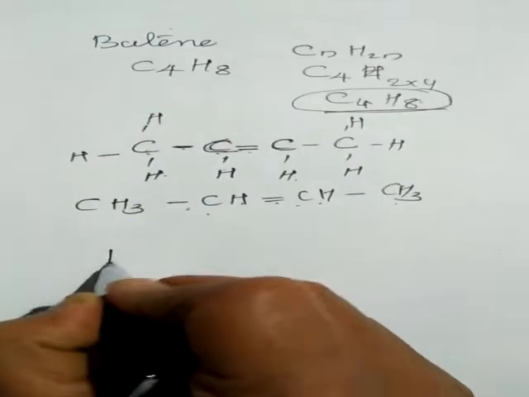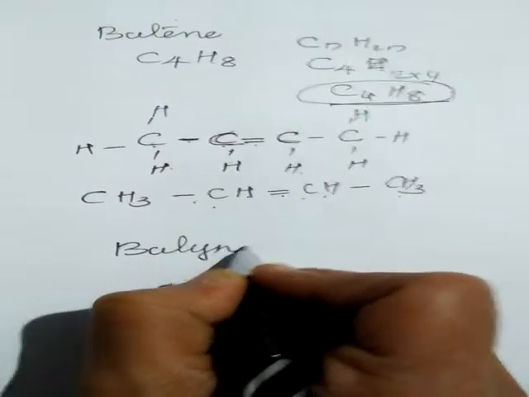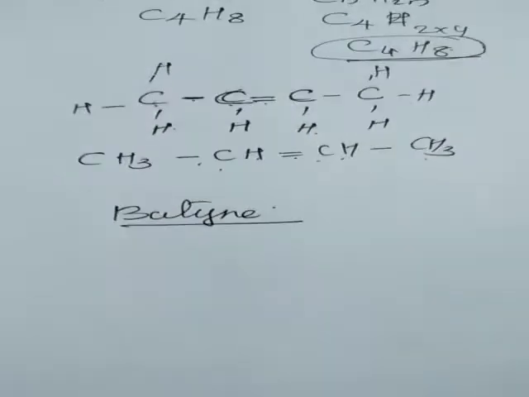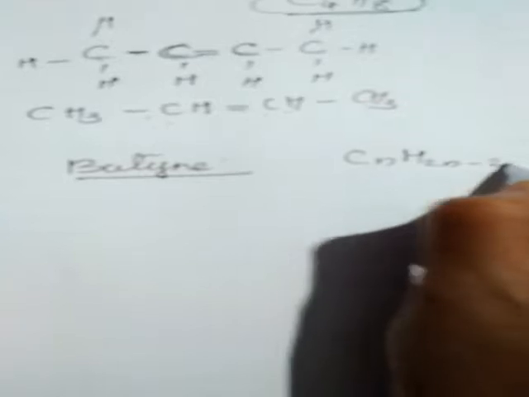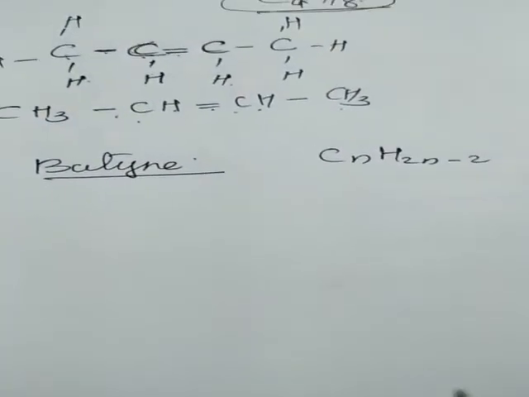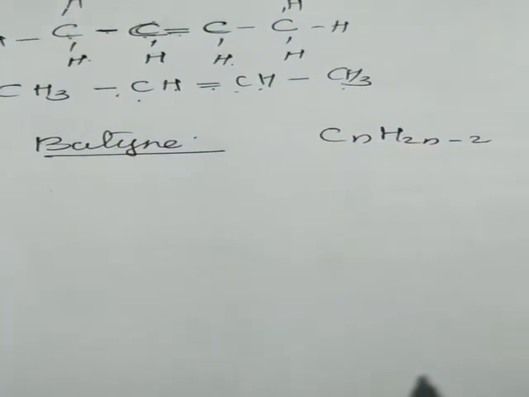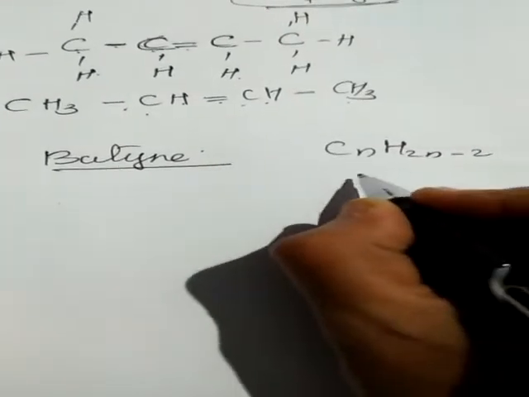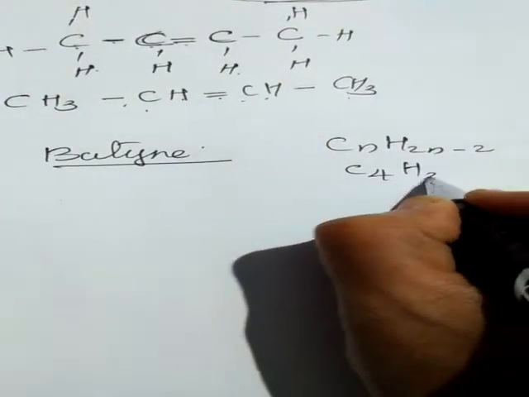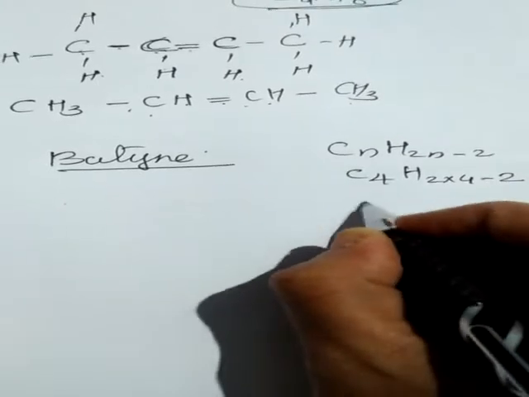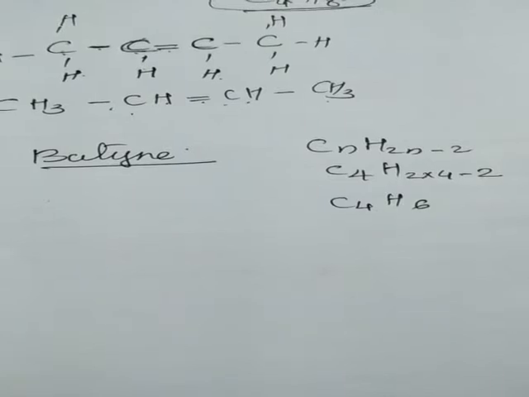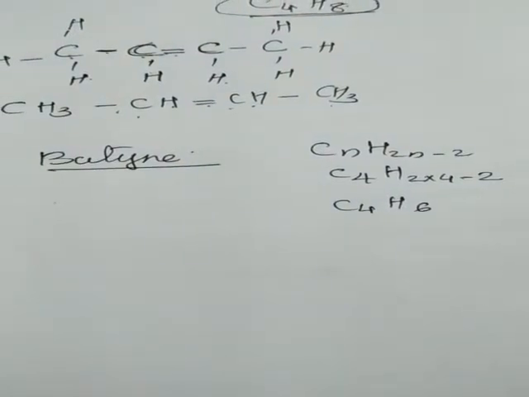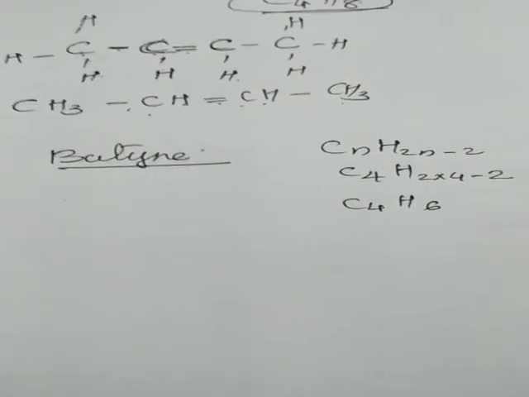Next is butyne. Butyne, we know it is an alkyne. Alkynes are having general equation CnH2n minus 2. So here number of carbon is 4. H is 2 into 4 minus 2, that is C4H6. C4H6 is the molecular formula for butyne.